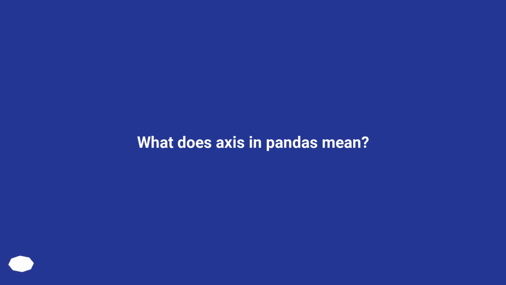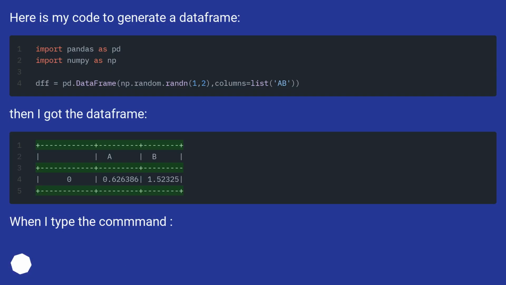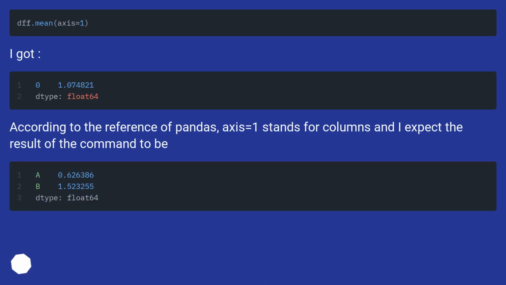What does axis in pandas mean? Here is my code to generate a data frame. Then I got the data frame. When I type the command, I got.